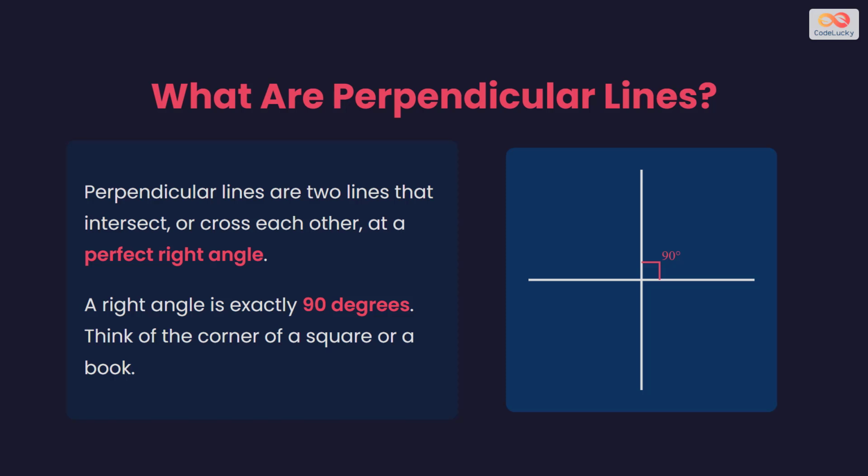So, what exactly are perpendicular lines? They are simply two lines that cross each other at a perfect 90-degree angle. Imagine the corner of a square, or where the wall meets the floor. That's a right angle.